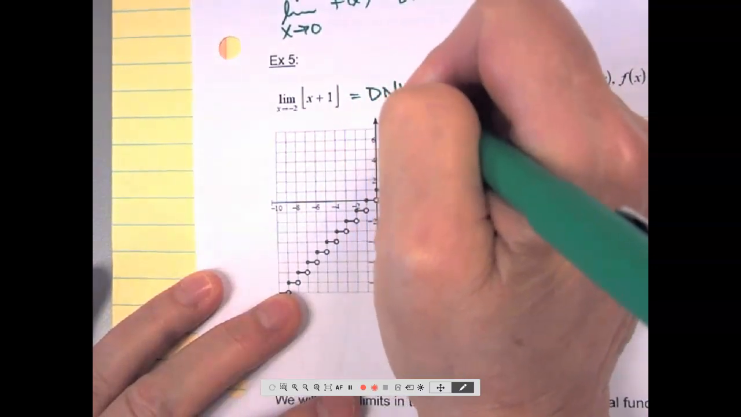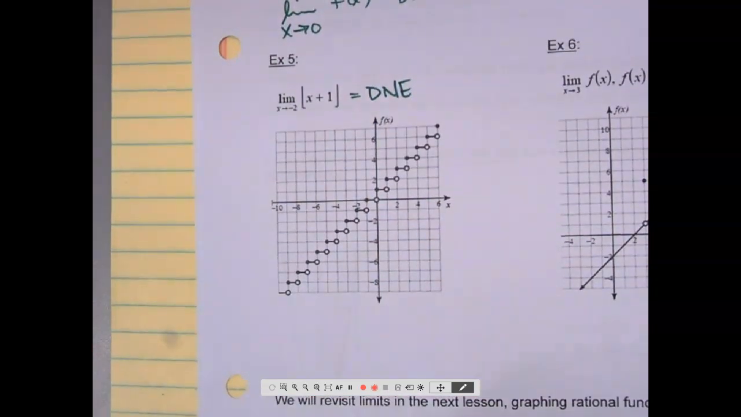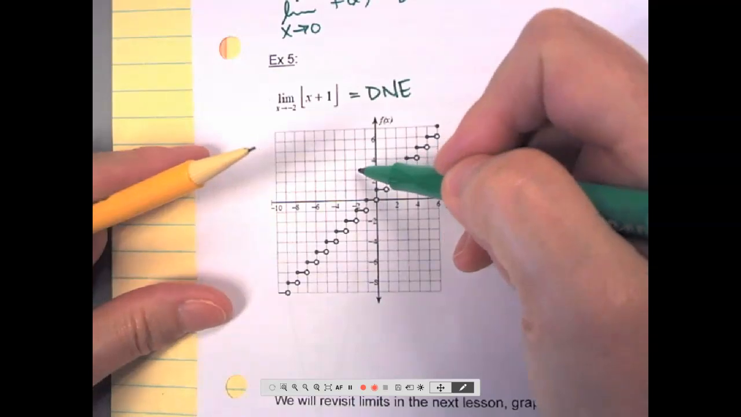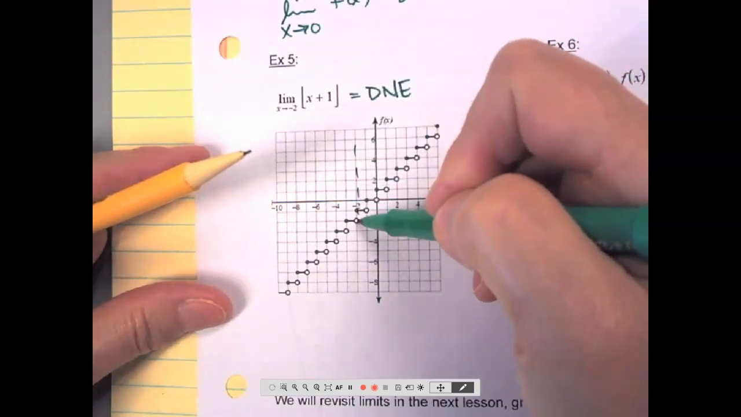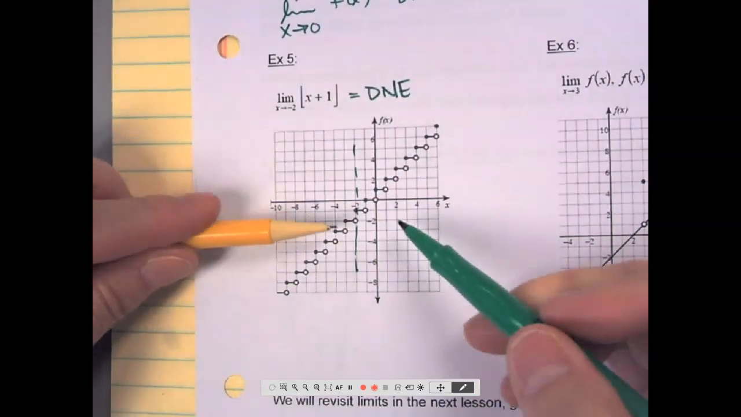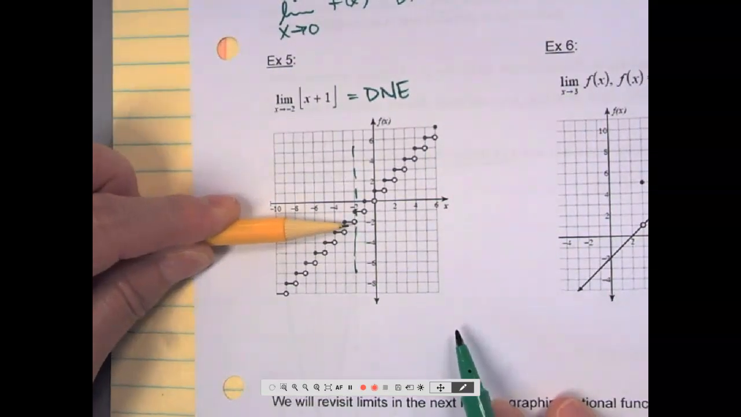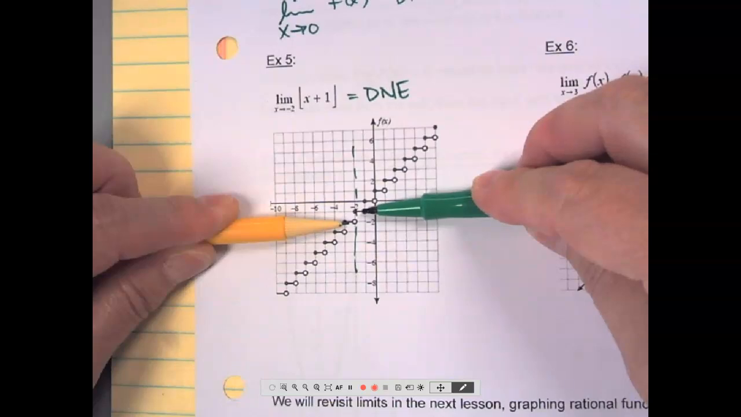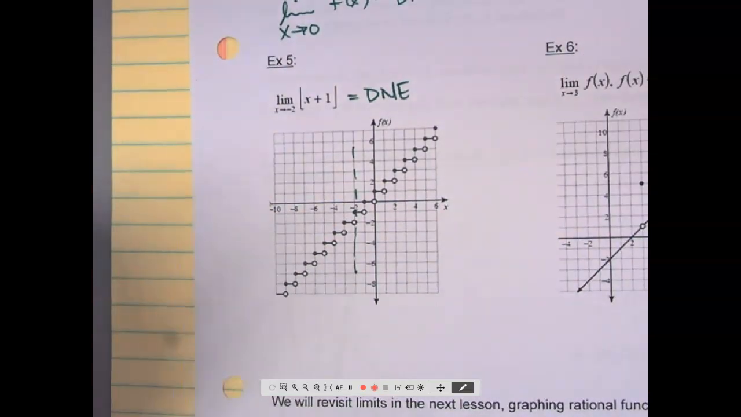Now, if I ask you for the limit from the left, that exists. Limit from the right, that exists. But from both directions, look. This is where x equals -2. Right here. If I'm coming in from the left, I'm on this step. If I'm coming in from the right, I'm on this step. Those y values are not the same. So that's why it does not exist. Questions?